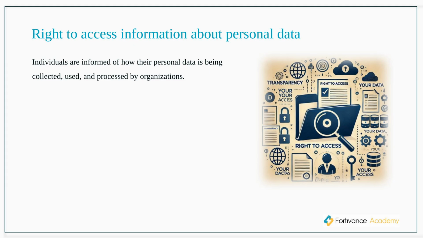When you exercise this right, you can expect to receive 1. A summary of your personal data. This includes a clear overview of the personal data being processed by the data fiduciary. For example, if you're using an online shopping site, they should provide you with a summary of what information they have about you, like your name, address, and purchase history.